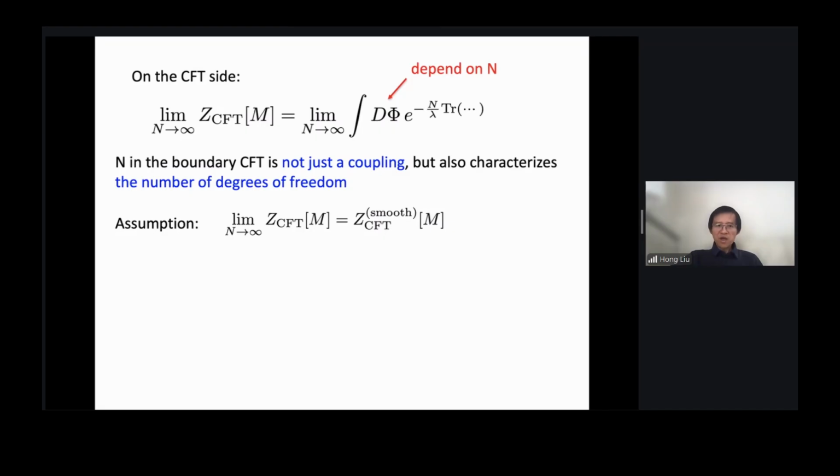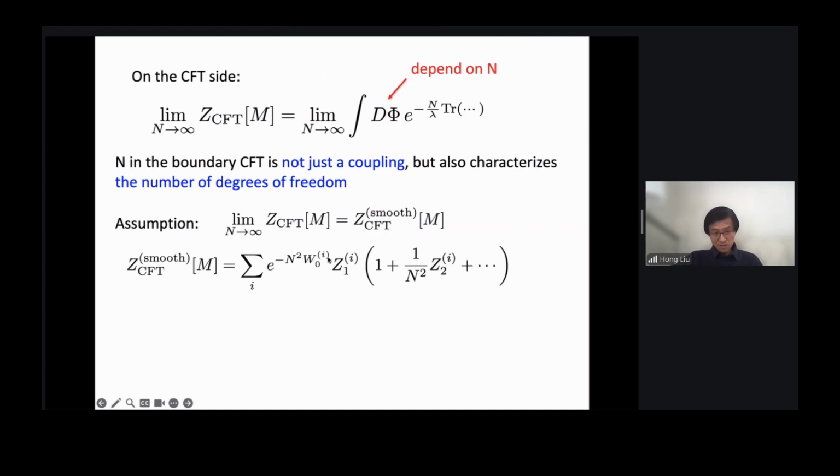So normally we just make the assumption, based on the 't Hooft expansion, perturbative Feynman diagrams, and very limited CFT calculations, that the CFT partition function, when we take the n to infinity limit, has what we call a smooth form. Again, you can expand it in some kind of trans-series.